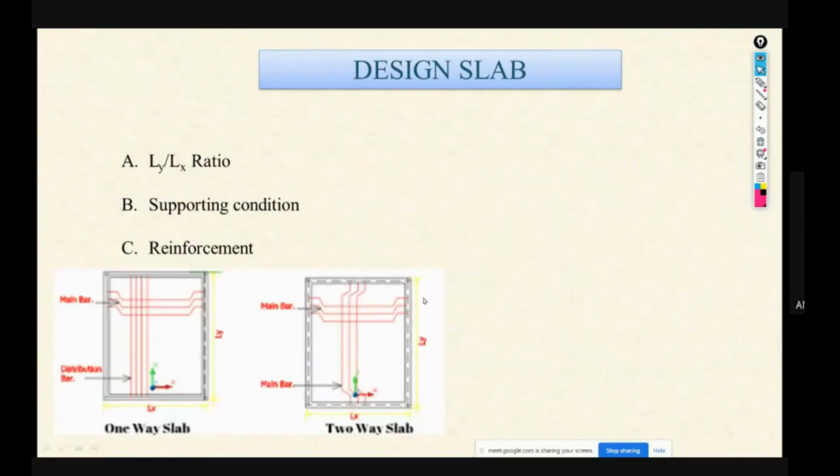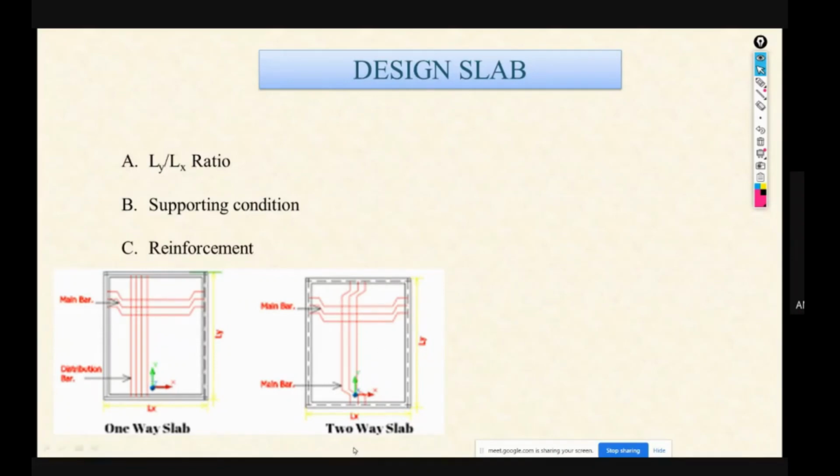If it is a one way slab, we are providing the distribution steel along the longer span and main steel along the shorter span. Here LX is the shorter span and LY is the longer span. So in the longer span we are providing the distribution steel, and in the shorter span we are providing the main steel, because we are considering the maximum bending moment only along the shorter span. That's why we are providing the main reinforcement along the shorter span.